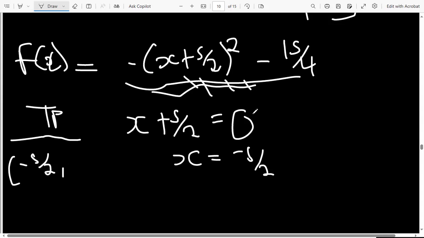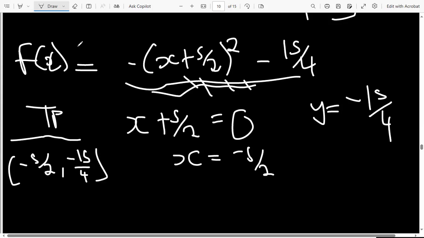Okay, and then how do you get the y coordinate of the turning point? You simply get whatever you have outside the brackets. So minus 15 over 4. That will be my y coordinate of the turning point. So we are going to say minus 15 over 4. Okay, so we've gotten our turning point.